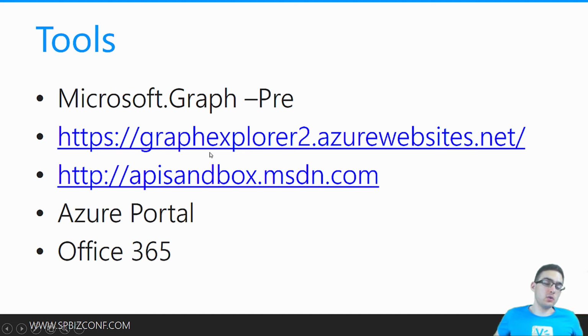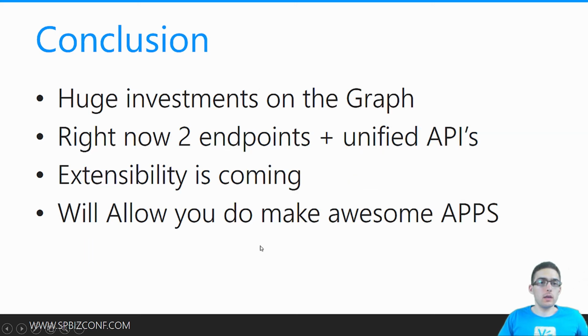Of course, you will need the Azure portal if you want to declare new apps and things like that, and an Office 365 tenant if you want to use it on actual data. So Microsoft has been investing a lot in the Graph, as we've seen during this session. Right now we have two insight endpoints, which are working with and trending around. We also have the unified APIs. We also have the search Graph query language from the SharePoint endpoint, and the Azure AD information coming out.